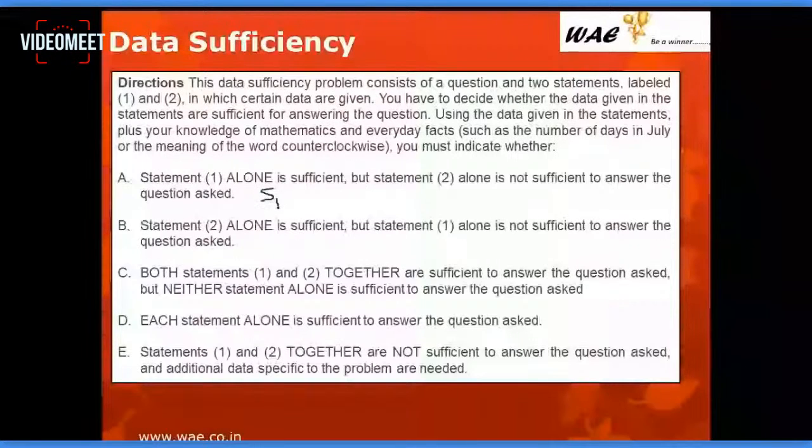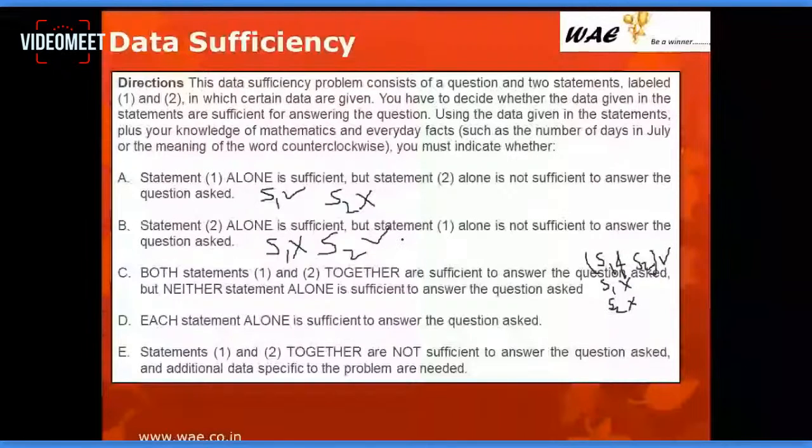Always the first thing you need to do is decode. So if S1 is tick and S2 is crossed, it is A. Second, if S1 is not sufficient alone and S2 is sufficient, then it's option B. Then if individually they are not sufficient, that means S1 is cross and S2 is also cross individually, but when you take both of them together they are sufficient, then the option would be C.